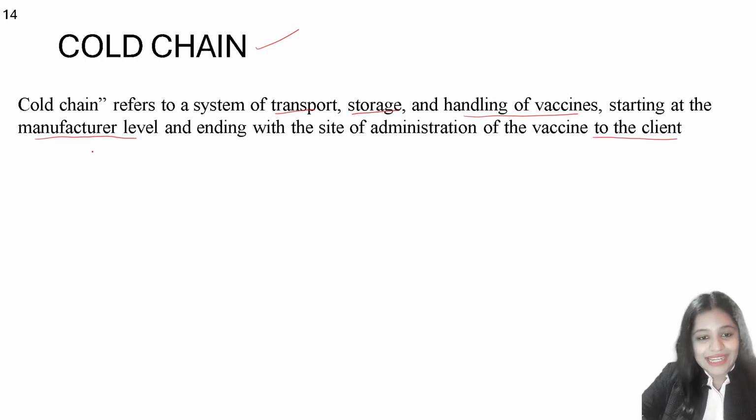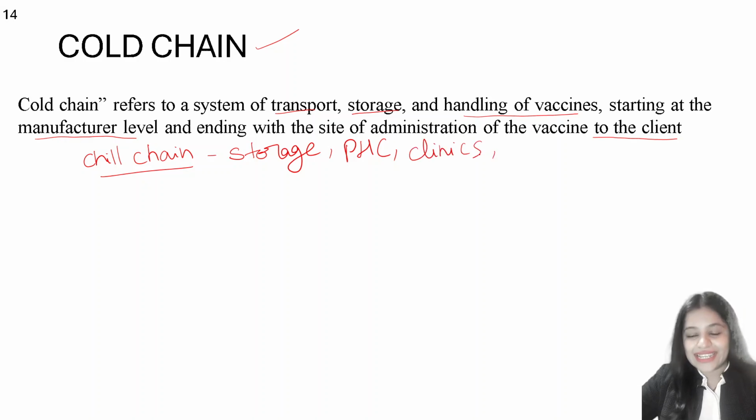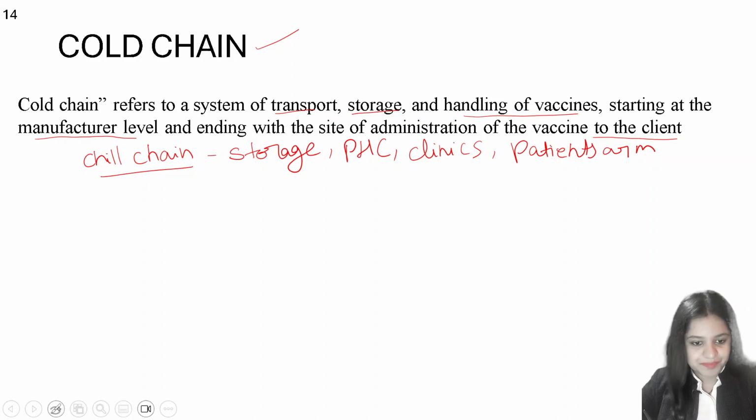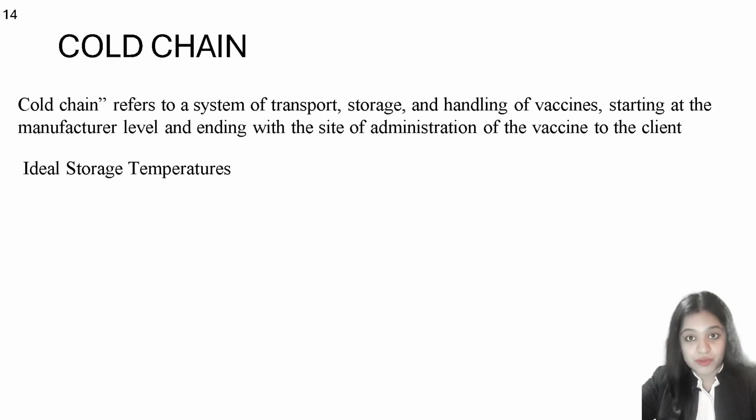That means it is like a chill chain, okay, a chill chain starting at the manufacturer level, which is also present at the storage and the PHC, till clinics, and it ends at the patient's arm or wherever is the site of that vaccination. Clear? Now, what are the ideal storage temperatures for your vaccines? We'll see it.